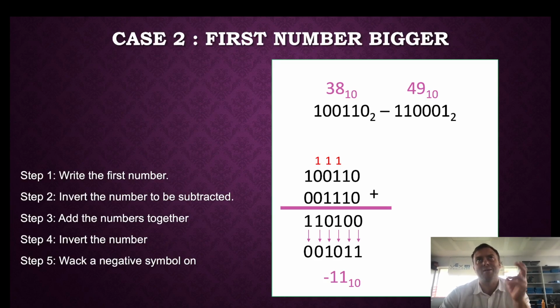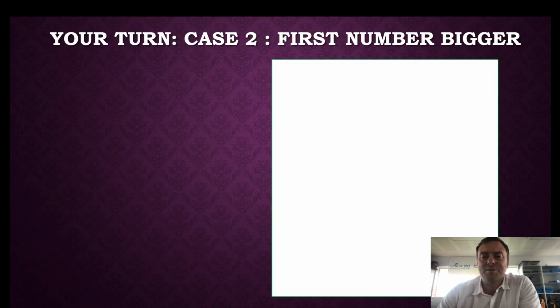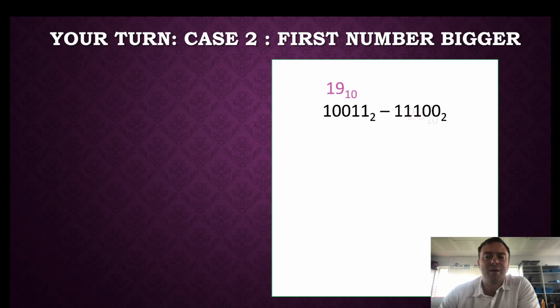So notice that it's like a binary decision. If this is here, do this other pathway, otherwise do this. Have a go at this one. So 1, 0, 0, 1, 1 minus 1, 1, 1, 0, 0. So 19, take away 28. Pause the video, have a go.